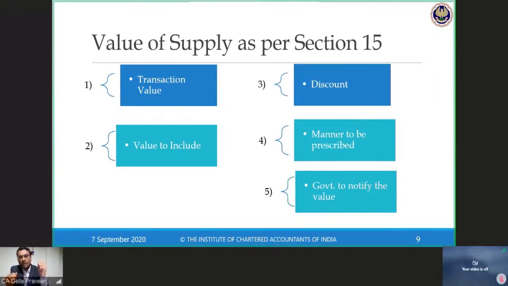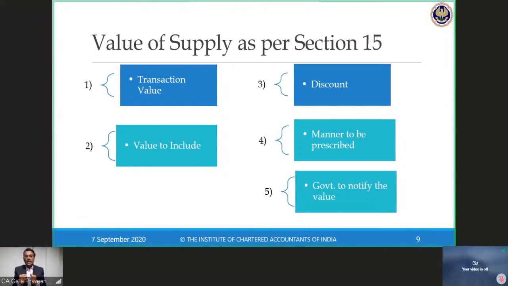Your subsection 4 talks about the manner to be prescribed. In case I fail to apply my transaction value, either by virtue of subsection 1, subsection 2, or subsection 3, then I'll be routed to search for my value in my valuation rules. We'll understand, when we get into detail, what are the reasons I travel to valuation rules where I fail in subsection 1, subsection 2, subsection 3. Finally, again, ancillary provision.